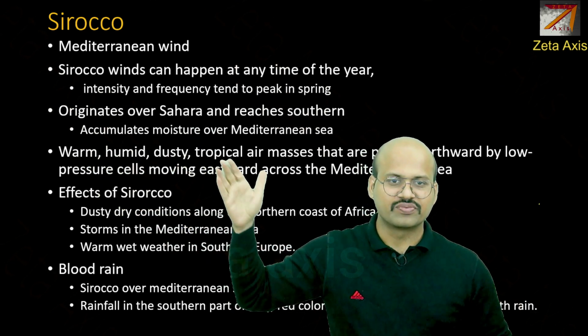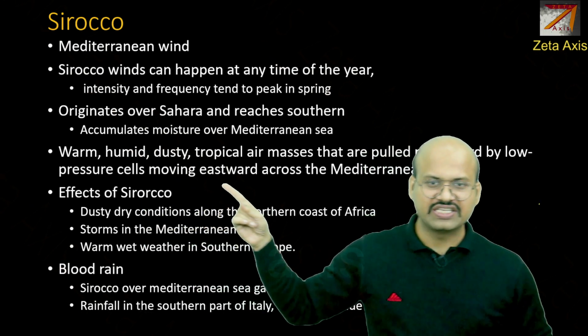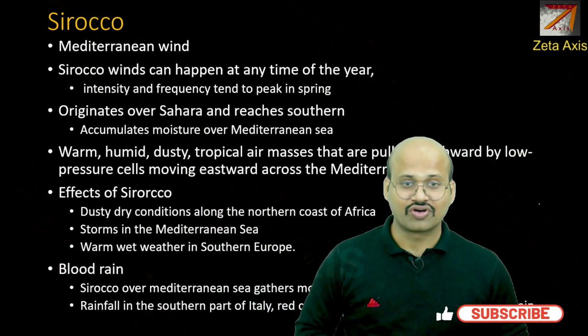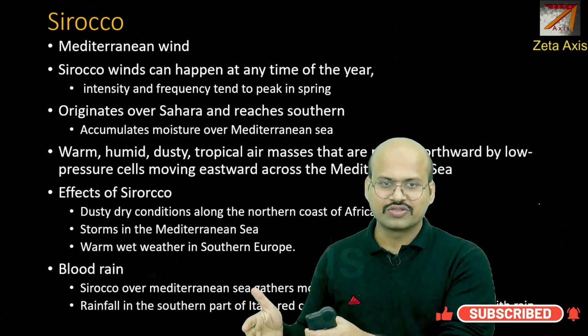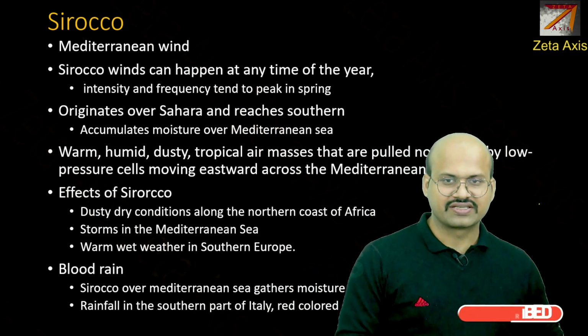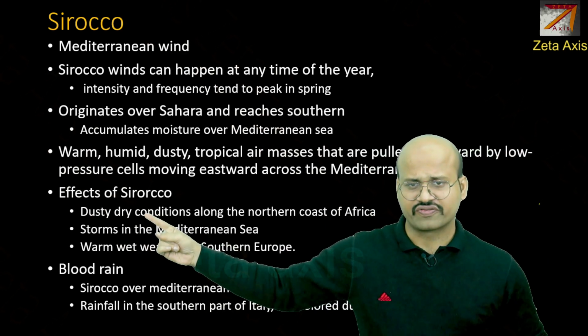And this air mass moves towards southern Europe because of the low pressure cells moving eastward across the Mediterranean Sea, which we saw in the previous video, how the extratropical cyclone was moving from west towards the east across southern Europe. Now let's discuss the effects of Sirocco.